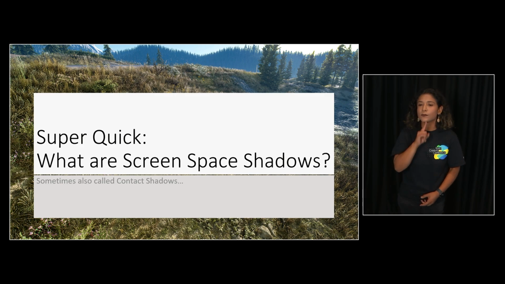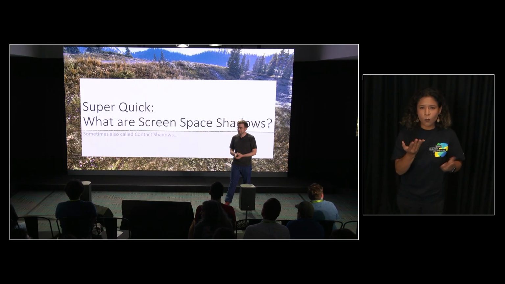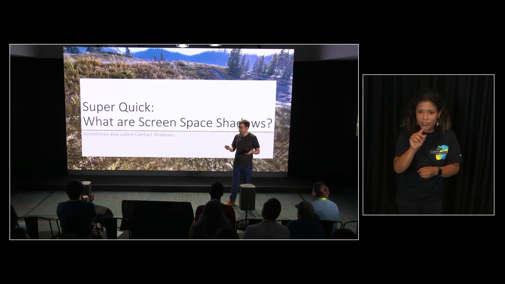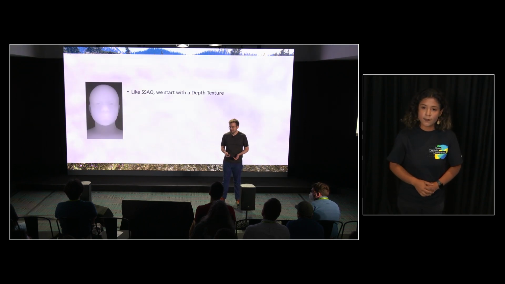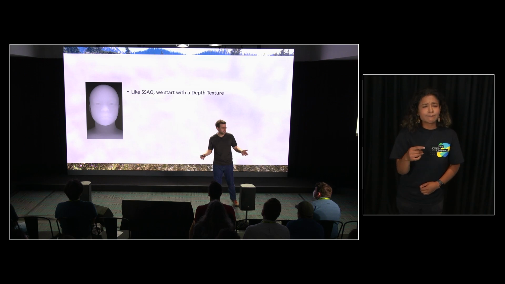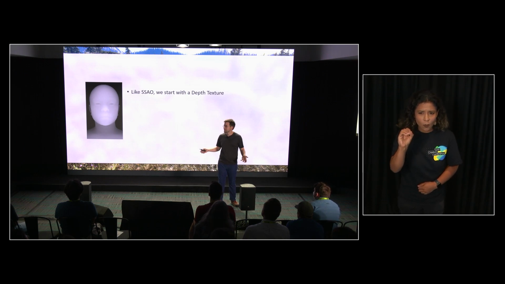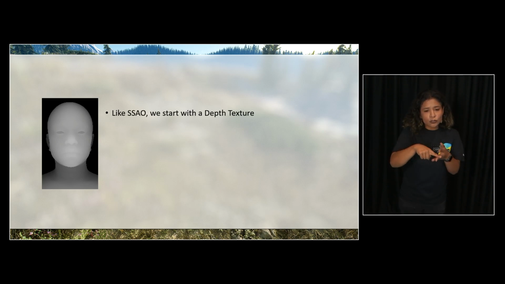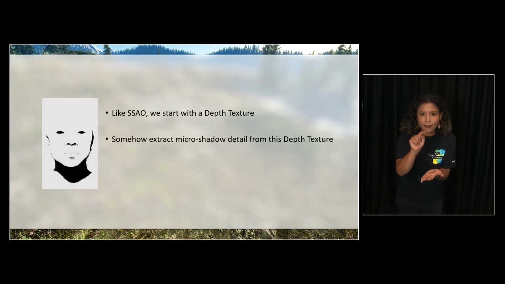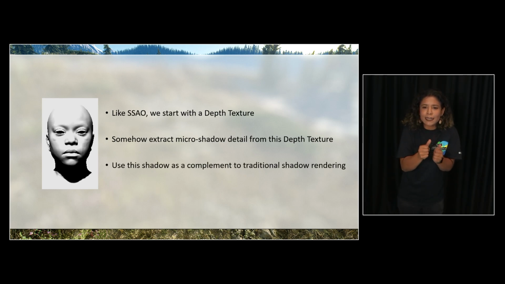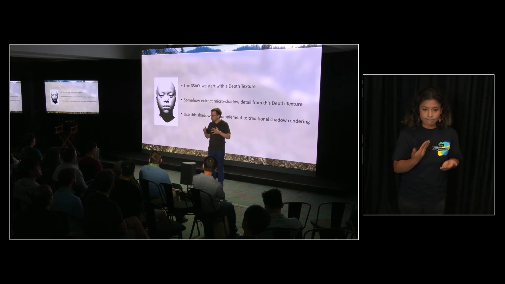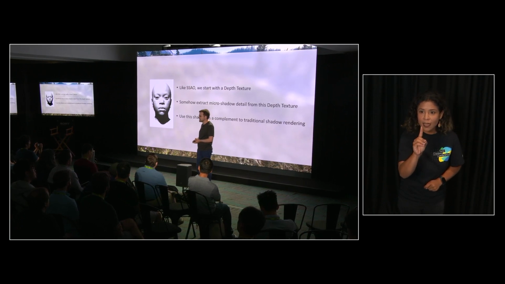So super quick, this is going to be very, very quick. What are they? I felt I had to go over this. Screen space shadows, sometimes also called contact shadows, you can think of them similar to screen space AO, which I imagine most people are quite familiar with. You start with a depth texture. That's all you use. And then somehow, through some magic, we're going to extract micro shadow detail, localized in a small area of the screen using only depth. And we're going to use this information to hopefully complement our existing less micro shadowing techniques, such as traditional things like shadow maps.